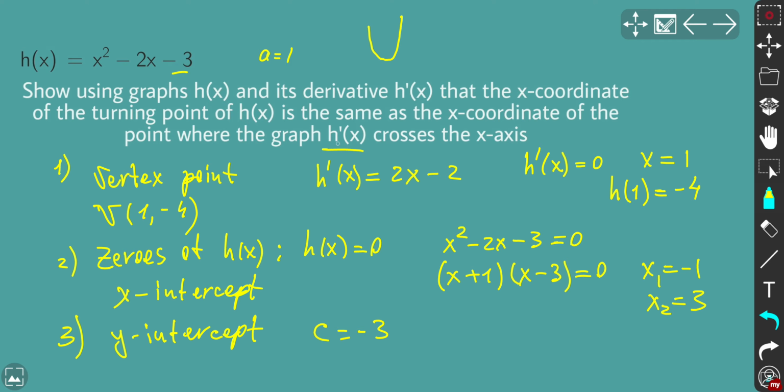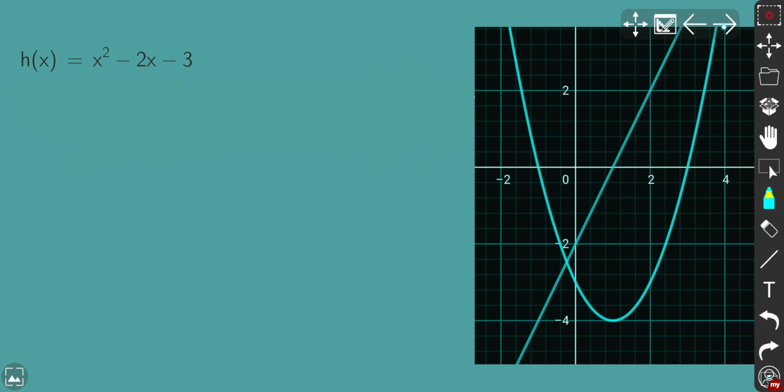Another way to show this, we need to also plot the graph for the derivative. So once we've found that, we need to plot h prime, okay? I'm not gonna do that, I already pre-built that, and let's have a look. So this is h(x) with its equation. This is h(x), this is a parabola. So you remember that the vertex point should have coordinates (1, -4).